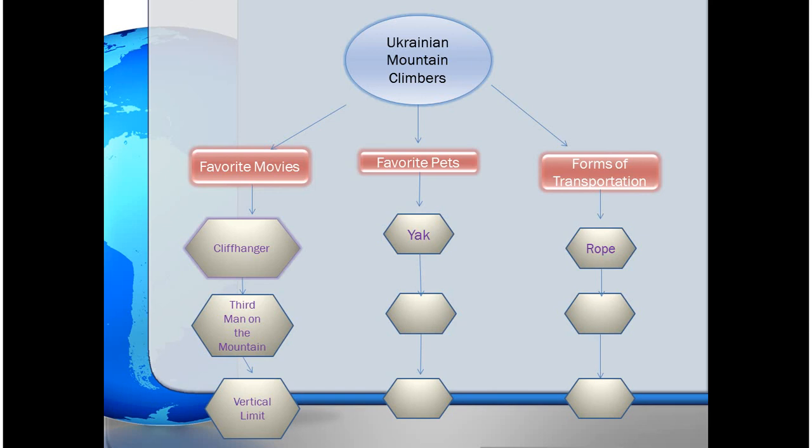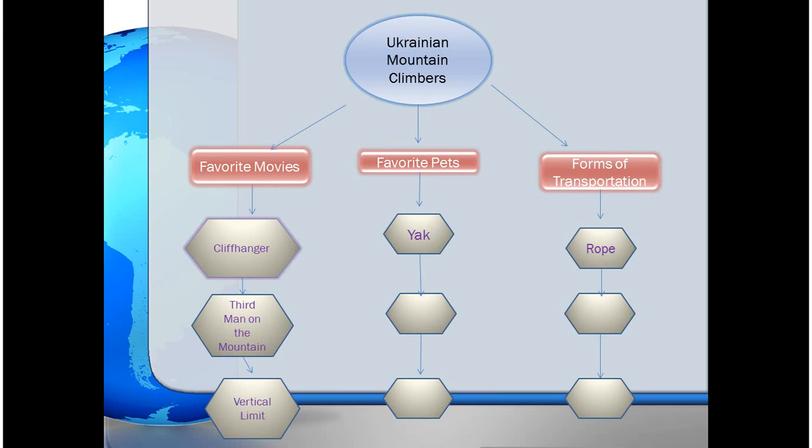How do they get from one place to another? I'm thinking that Ukrainian mountain climbers, because they're mountain climbers, might like movies that have to do with mountain climbing. And so I found that these three movies, Vertical Limit, Third Man on the Mountain, and Cliffhanger, may very well be their favorite ones. So I'm going to research those. Favorite pets? I'm a little bit at a loss right now, so I've got to do some pre-research, if you will, and find out. But I believe that a yak might be one of their favorite pets.